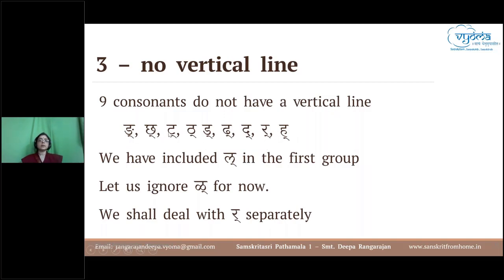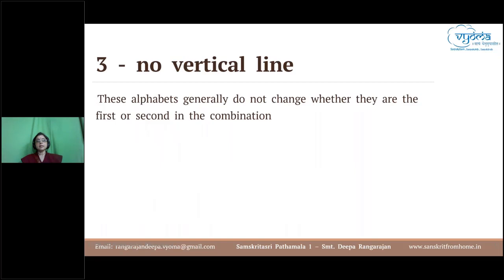As far as the other consonants are concerned, which do not have a vertical line, what happens is that in most cases, whether they appear as the first consonant or the second consonant in the combination, they do not undergo any change. So when you have t and t, you get t. How do you pronounce it? Not as t, t, t. You pronounce it as t. You just emphasize the t a little more when two of them appear next to each other. Then there is n, which belongs to this category, which has no vertical line.